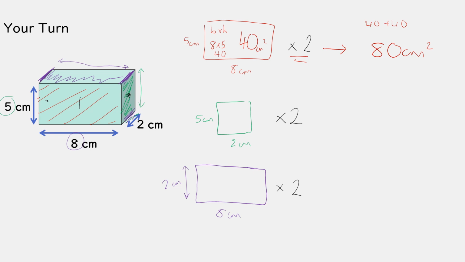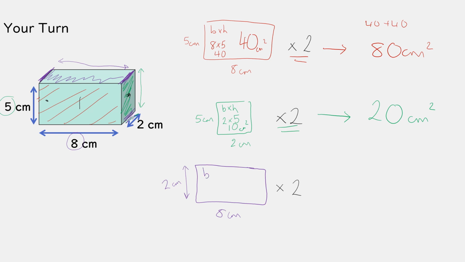The green shape, the smaller sort of shape, we've got base times the height. Base is 2, the height is 5. That's going to give me 10. So one lot of that side is 10 centimeters squared, but I've got to double it because there are 2 sides which are the same shape as the green one. So 10 plus 10, or 10 times 2. The green sides add up to 20 centimeters squared.